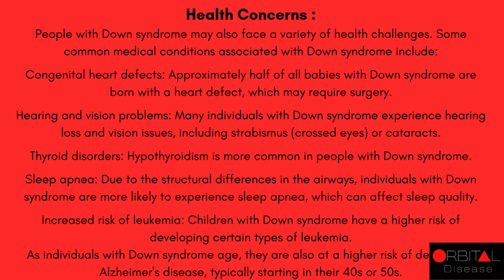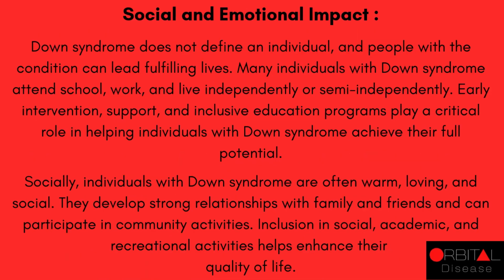Sleep apnea. Due to the structural differences in the airways, individuals with Down syndrome are more likely to experience sleep apnea, which can affect sleep quality. Increased risk of leukemia. Children with Down syndrome have a higher risk of developing certain types of leukemia. As individuals with Down syndrome age, they are also at a higher risk of developing Alzheimer's disease, typically starting in their 40s or 50s. Social and emotional impact.